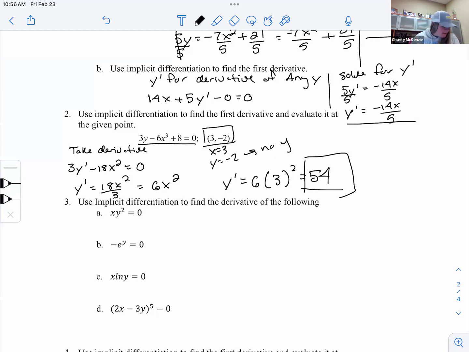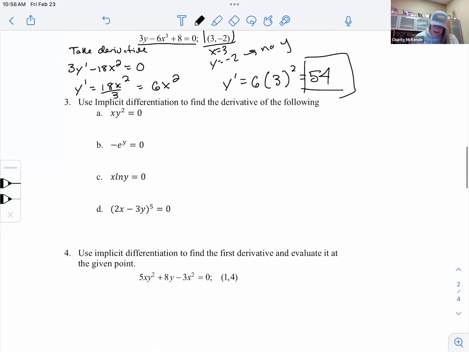Okay, so this one is kind of making us look at just doing the implicit differentiation of one term. So look at A, it's x times y squared. This is a function times a function. So we have to use the product rule. So the first term is an x, and the second one is y squared. So the derivative of this first one is just 1 because the derivative of x is 1. What is the derivative of y squared? So this is going to be new.